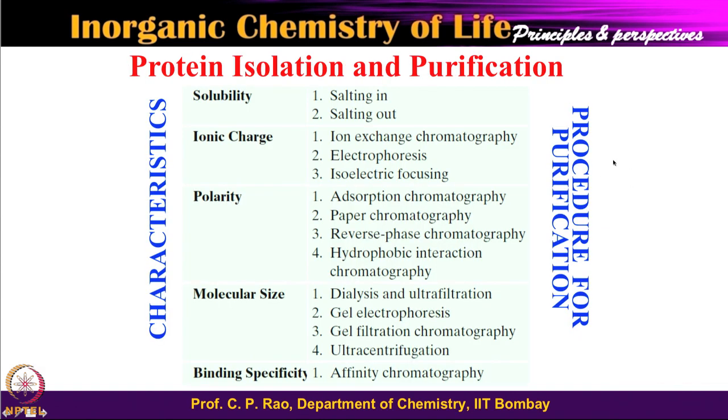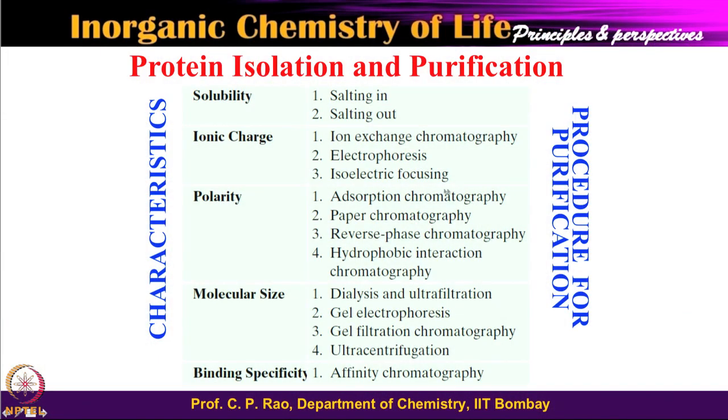And you know that there are a lot of protein techniques: protein solubilizing, protein salting out. Salting out means bringing the protein out and taking the protein in kind of things. So, based on the ionic charge: ion exchange chromatography, electrophoresis, isoelectric focusing, a variety of things. These could even be based on polarity, so there is adsorption chromatography, paper chromatography, reverse phase chromatography, hydrophobic, a variety of these things. Based on the size or molecular weight: dialysis, ultrafiltration, gel electrophoresis, gel filtration, ultracentrifugation, a variety of techniques are there.